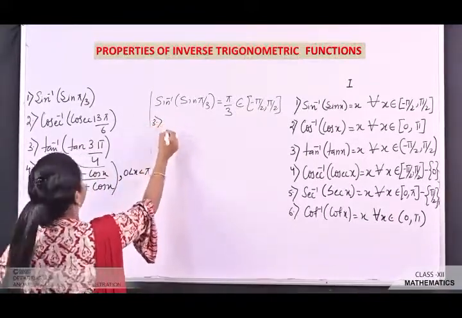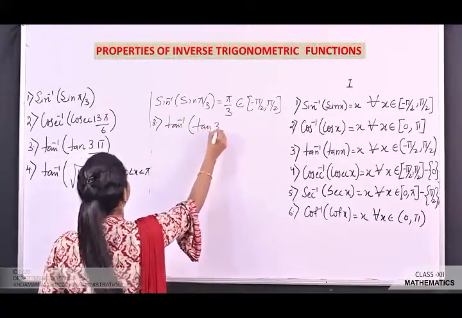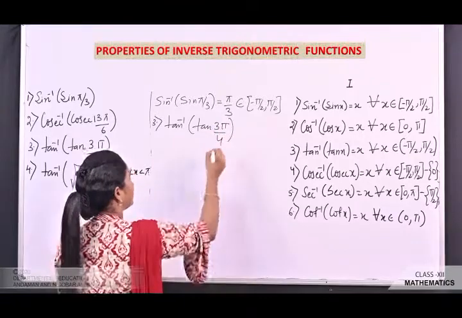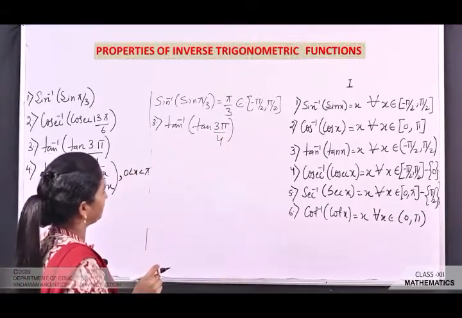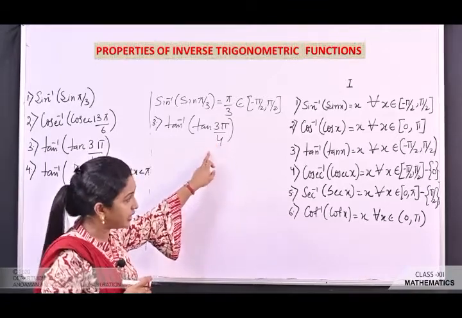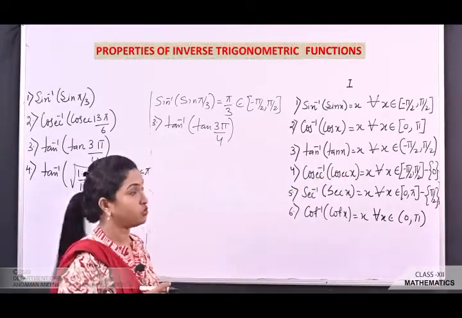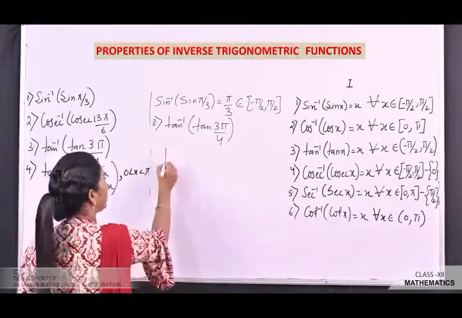Now the third question is tan inverse tan 3 pi by 4, right? Again, if you see 3 pi by 4, it will definitely not lie in the domain minus pi by 2 to plus pi by 2. So what will you do? You will do some modification.